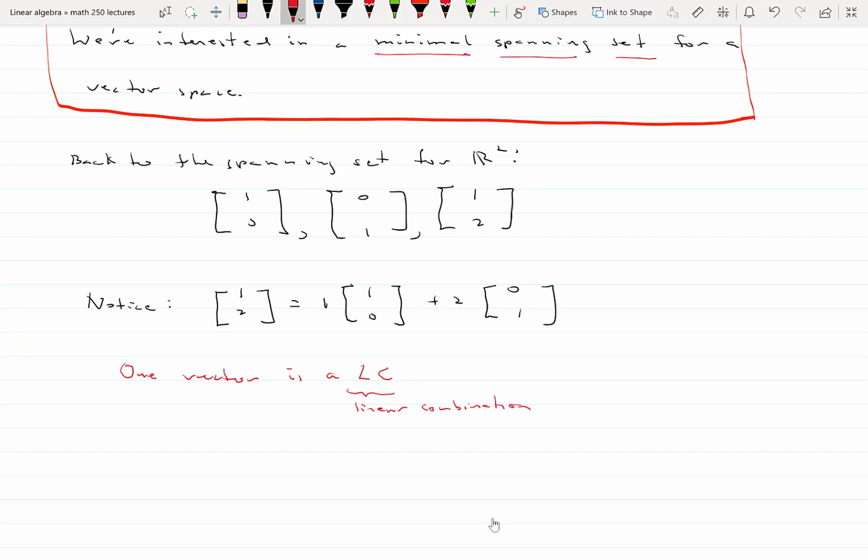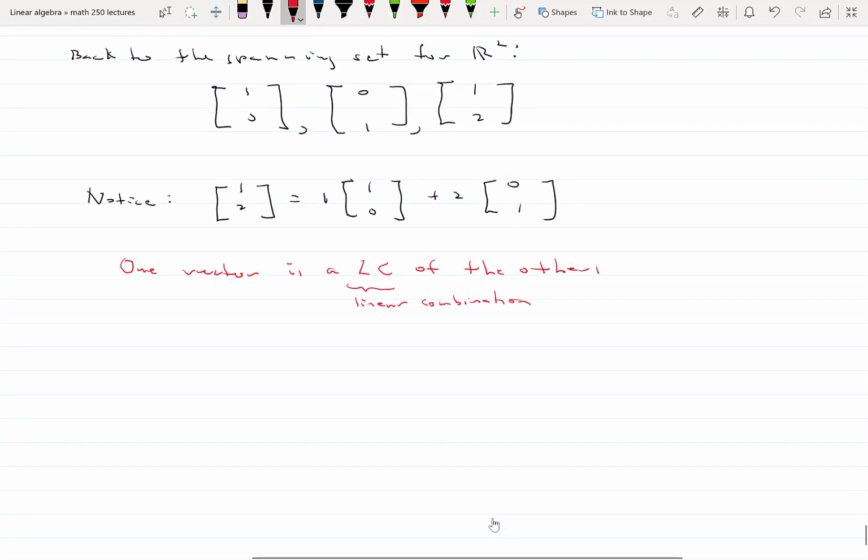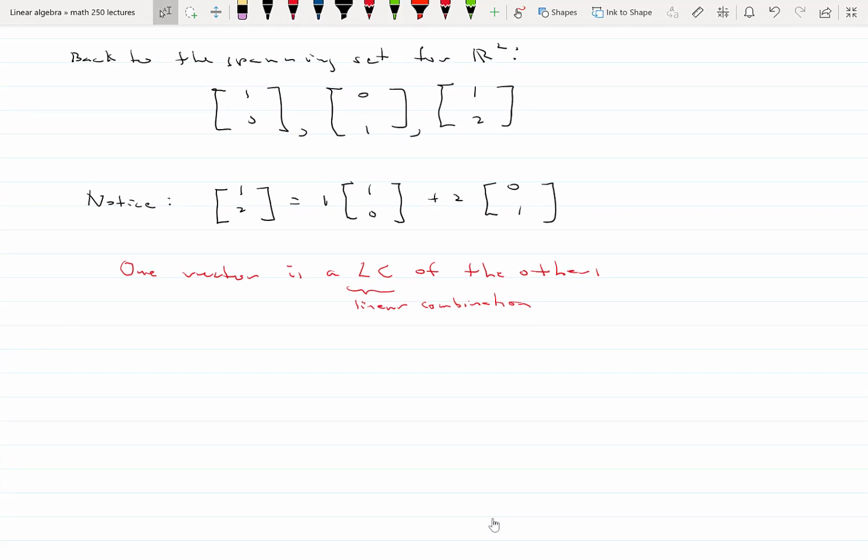So one vector is a linear combination of the others. Again, we have a spanning set for R2, which means every single point in R2 can be written as some linear combination of these three vectors. But one of those vectors is a linear combination of the other two. And what that means is something really important for us.